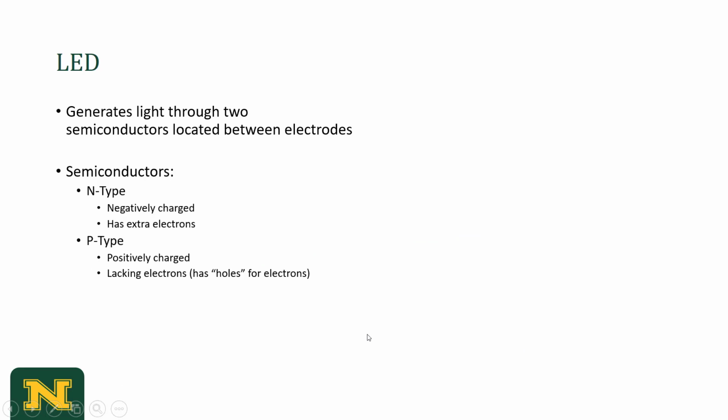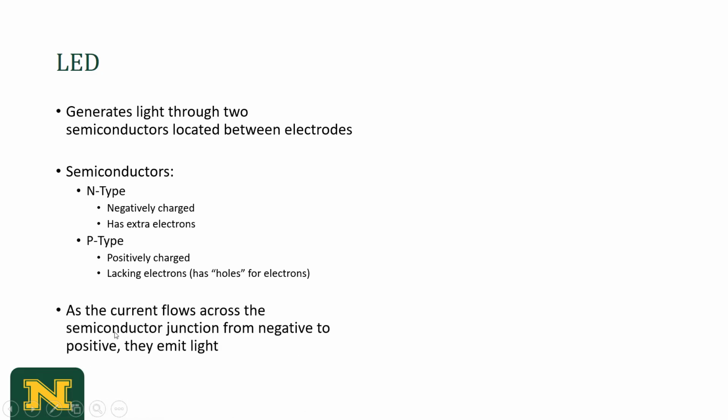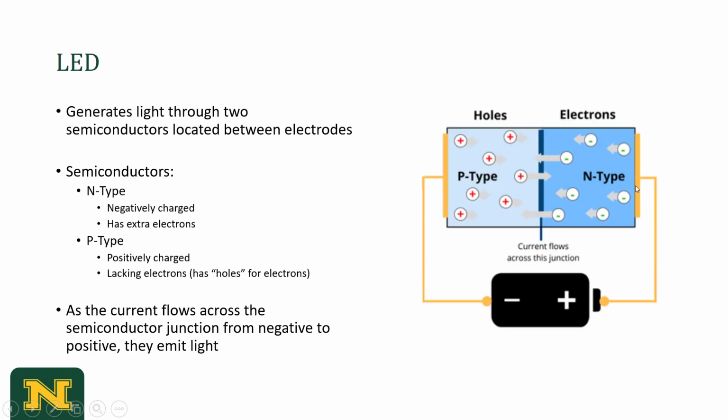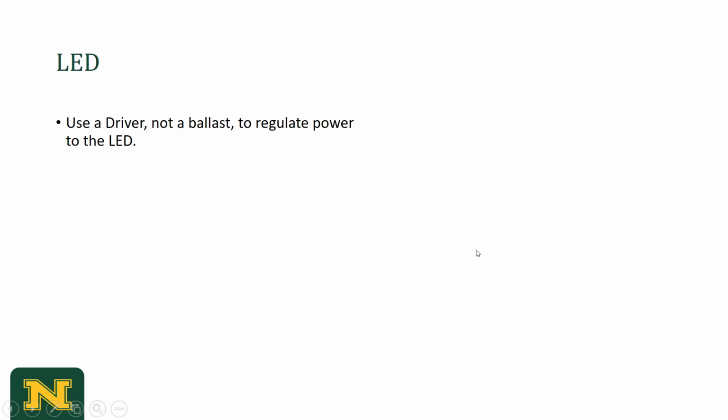So your LEDs generate light through two different semiconductors that are located between electrodes. The semiconductors, we have N-type, which are negatively charged, and P-type, which are positively charged. Your N-type has extra electrons, and your P-type are lacking electrons, so there are holes for electrons to fit in. As the current flows across the semiconductor junction between the two sides, from negative to positive, they emit light. So you see here we have N-type, which has extra electrons, and P-type, which has lacking electrons. They're going to be flowing back and forth across this junction. And as they flow across that junction within the solid state matter, they are emitting light.